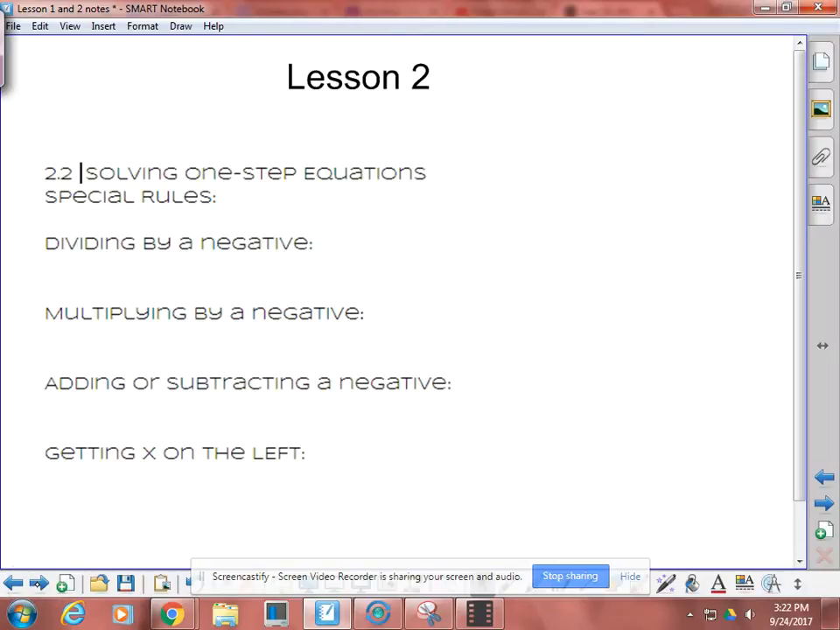Solving one-step equations. Okay, so special rules that you might have here. When you divide by a negative, you have to flip the sign. So for example, if you had negative 3x is greater than 12, what you're really going to have is x is less than negative 4 when you flip it to the other side. So you have to change the sign.